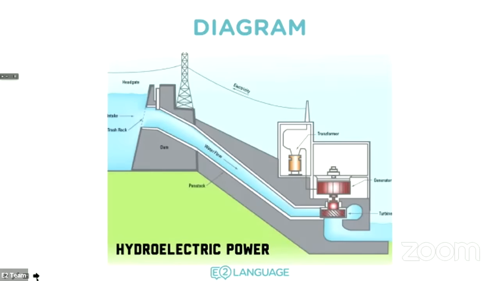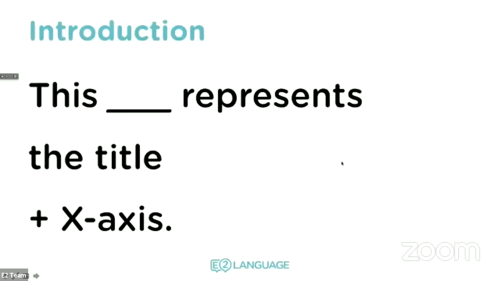Diagrams, here we go. So what does this diagram represent? Well, it's the same method. This diagram represents how hydroelectric power is generated right from the headgate and intake right through to the generator and turbine. I'm going to do it again. This diagram represents how hydroelectric power is generated, including the headgate, electricity, and turbine. I'm going to do it again. This diagram represents how hydroelectric power is generated right from the beginning to the end, including the generator and turbine. Fine. This is how you practice for this, by the way.